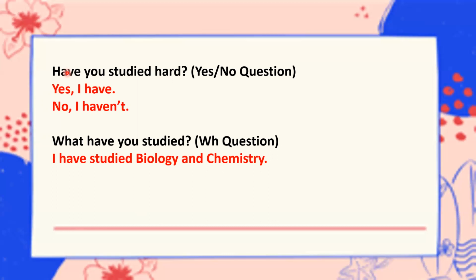Okay. يبقى الauxiliary verb عندنا have or has. أول حاجة هستخدم you يبقى have you studied hard؟ ده yes or no question. Okay. Have you studied hard؟ Okay. لو عايزة أقول yes يبقى yes I have. لو no I haven't. يبقى no comes with إيه؟ not. Okay.